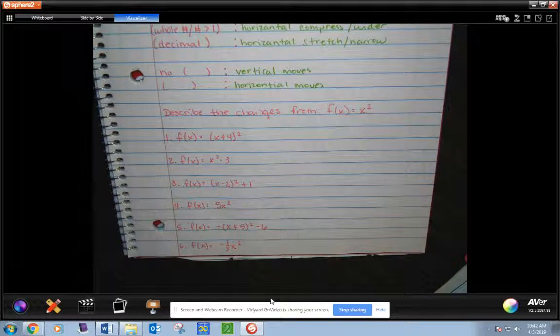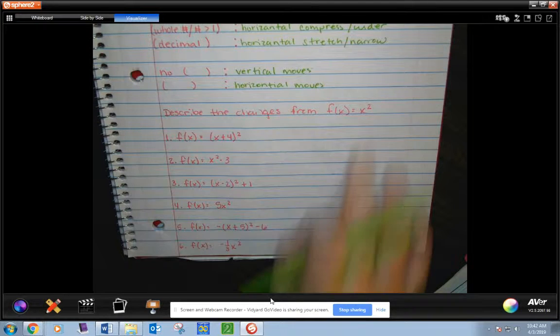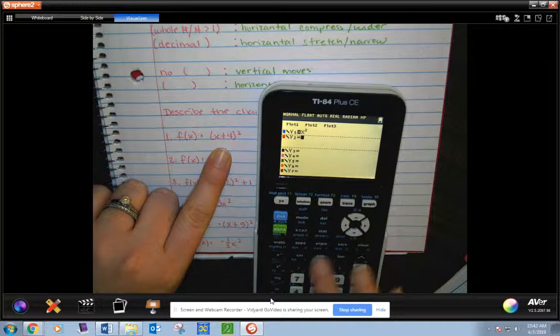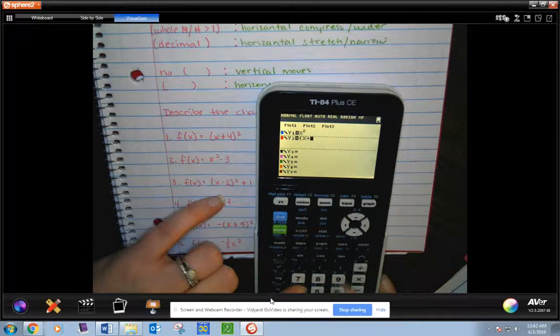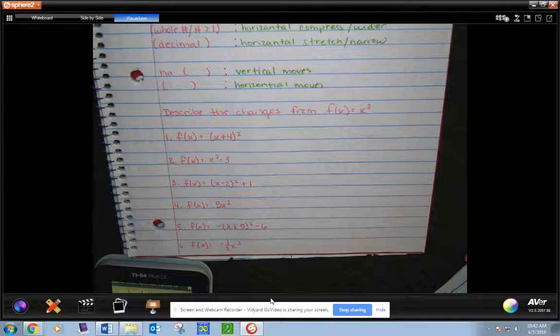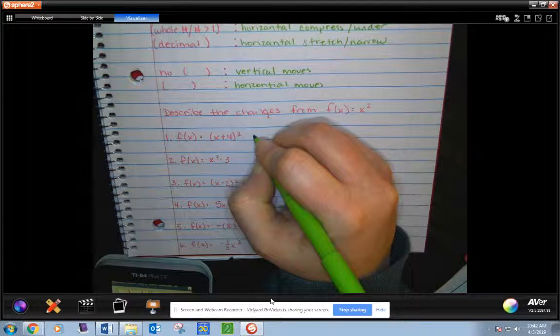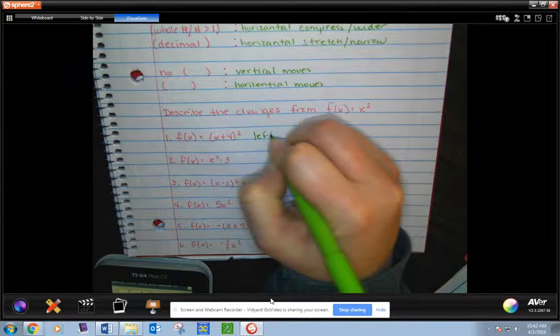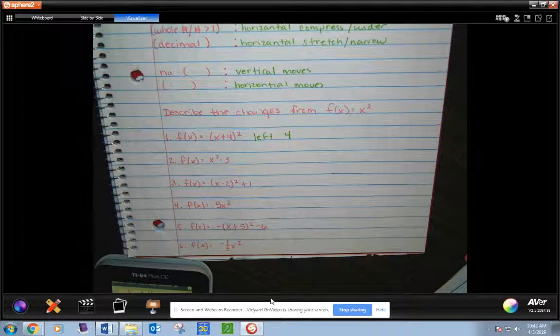Okay, if you wanted to do this in the calculator, you would go to y1 and put in x squared, and then you would go to y2 and type in your new problem, which is x plus 4 squared, and then just hit graph. And then you've got to tell me what happened to the graph. And so you're looking to see if it got wider or narrower, or if the vertex just moved. Okay, for this one, the vertex just moved, and it moved to the left 4. So your answer would be left 4. So that's how you could use the calculator.